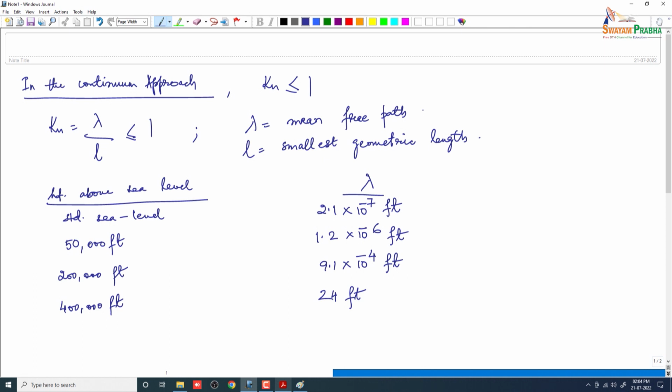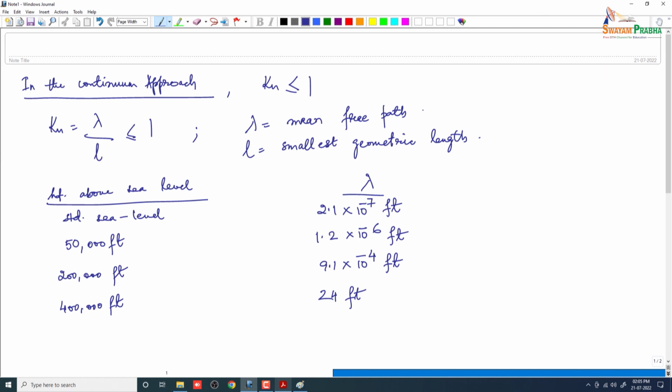That is essentially to say that except for extremely high altitudes, or for flow past extremely small objects, where L is tending to a very small number, making the Knudsen number very, very large, if you keep those situations separate, then the continuum approach is going to be applicable. So at standard sea level, maybe even 50,000 feet, the continuum approach is applicable.